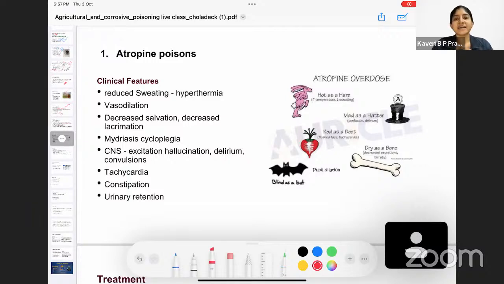Okay, so that brings us to the next set of questions where we'll be discussing the short notes. In short notes, the first question is about atropine poisoning.